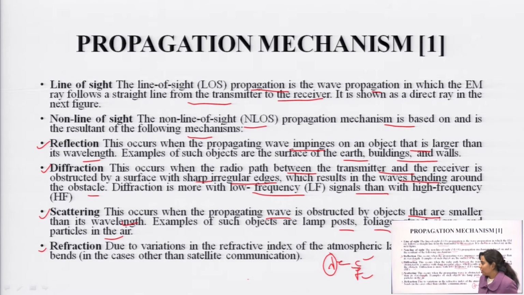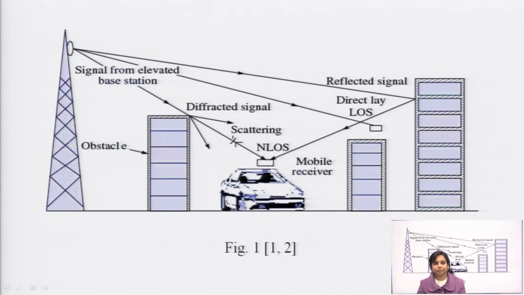So, that means the size of the object is very small as compared to the wavelength of the signal which it is going to impinge. Now, next one is the refraction. Due to the variations in the refractive index of the atmospheric layer, the electromagnetic wave bends. That is known as the refraction. This is due to the different layers, like the troposphere and the stratosphere. As the number of layers in the atmosphere is quite large, the signal is going to refract.